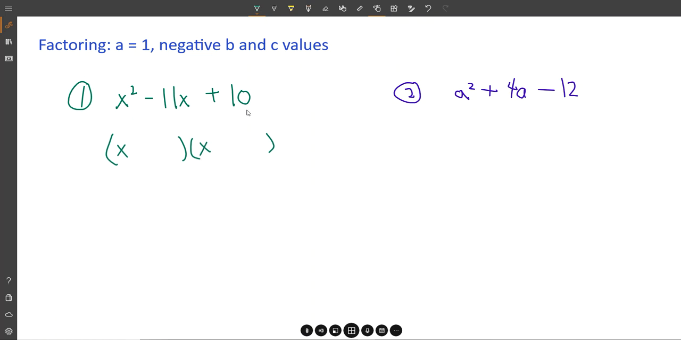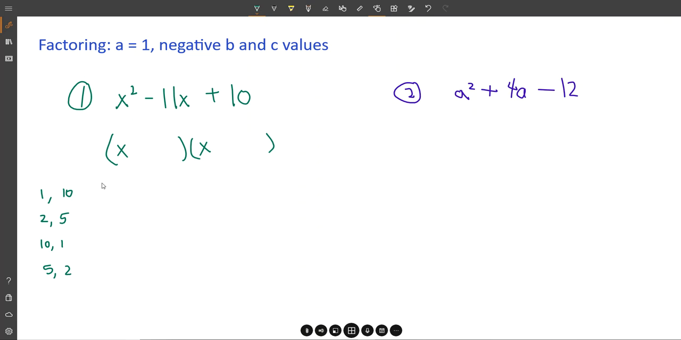Okay? I'm still looking at the c term and thinking of two numbers that multiply to get c. So two numbers that multiply to get 10. Well, my choices are, I'm just going to write them over here maybe. 1 and 10. I could do a 2 and a 5. Or again, I could switch them around. I could do 10 and 1. I could do 5 and 2. But that's about it, okay, for integers.